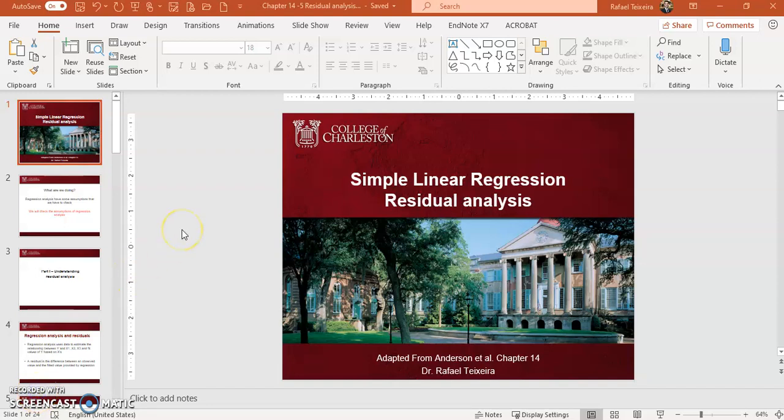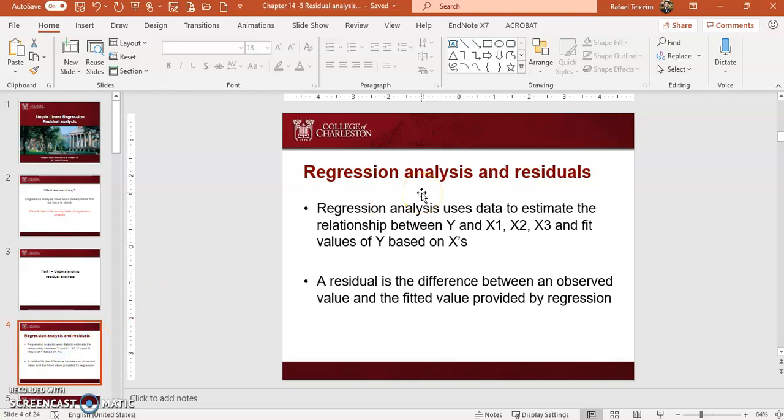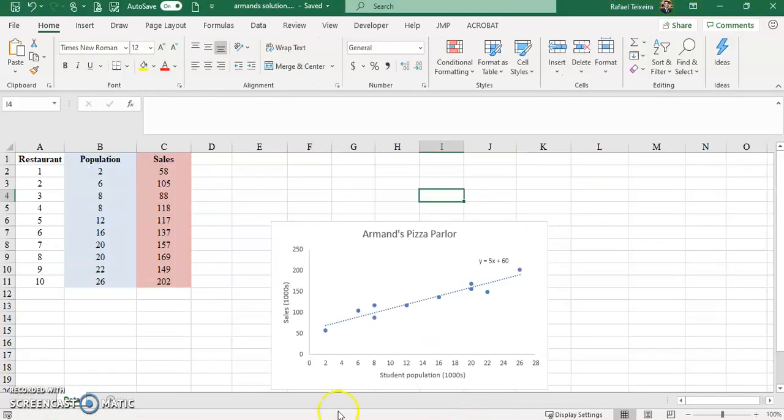Hi, in this video I'm going to talk about residual analysis in simple linear regression. This is chapter 14, and what we are doing here is we're checking some assumptions of regression analysis. Remember that we're trying to estimate the relationship between two variables. Let me show you so you can understand.